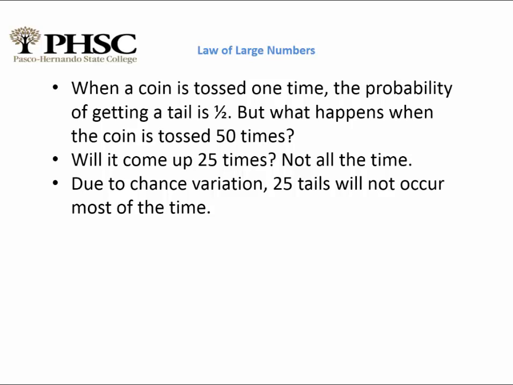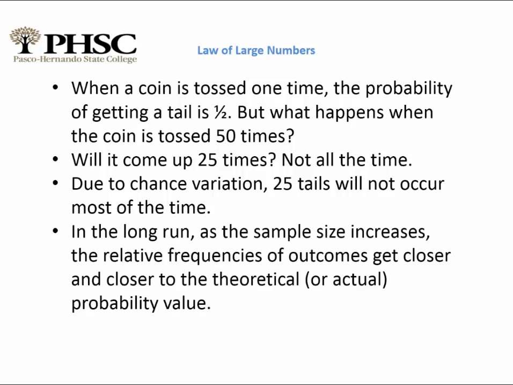If I do experiments and I flip it 50 times and I do that 100 times, it doesn't mean I'm going to get 25 tails every single time. There's going to be some variation. However, as the sample size increases, the relative frequencies of outcomes get closer and closer to the theoretical probability value. So it gets closer and closer to the classical probability value.